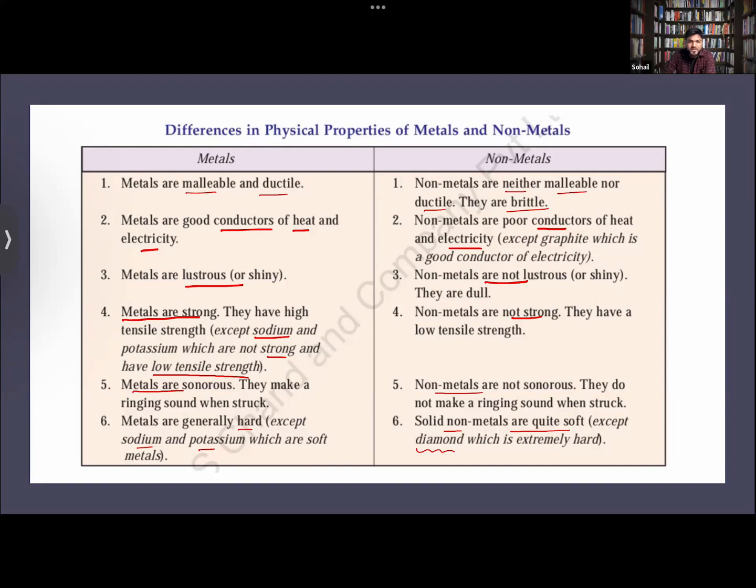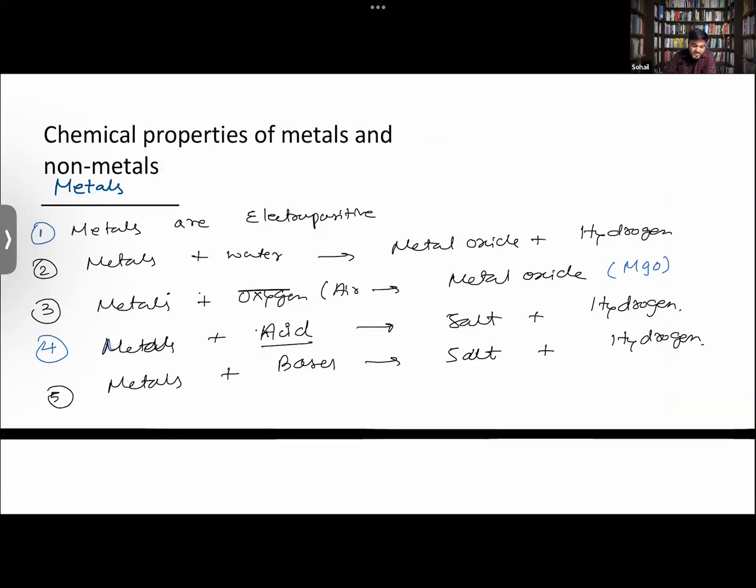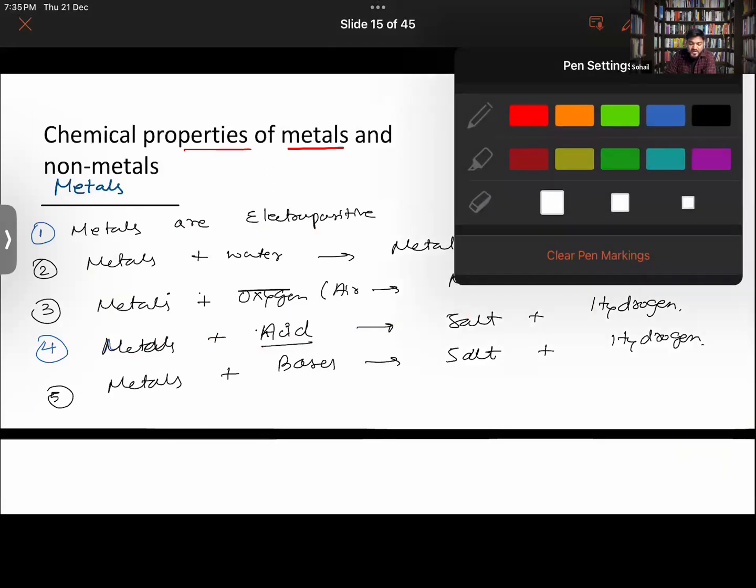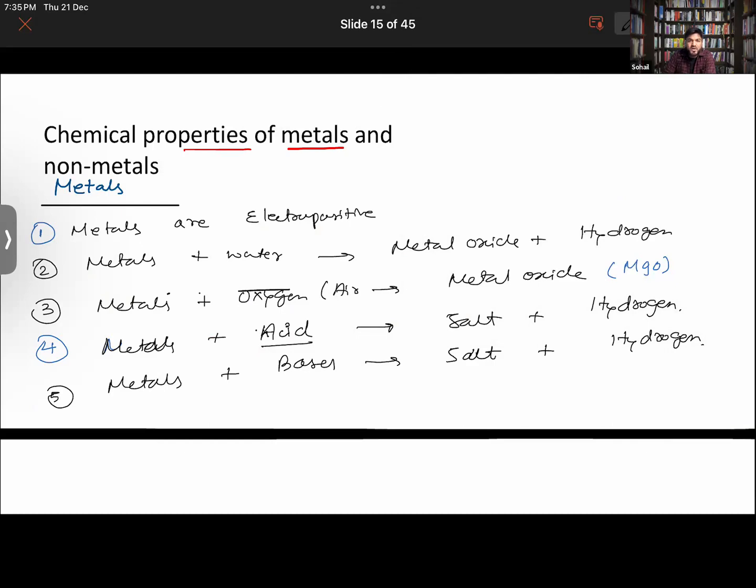Now, let's continue from where we left off in the previous class. In the last class, we were talking about chemical properties of metals and non-metals. First of all, out of metals or non-metals, which one is electropositive? Metals are electropositive, because they lose electrons. They are electron donors. They do not lose protons, because protons are fixed in the nucleus.